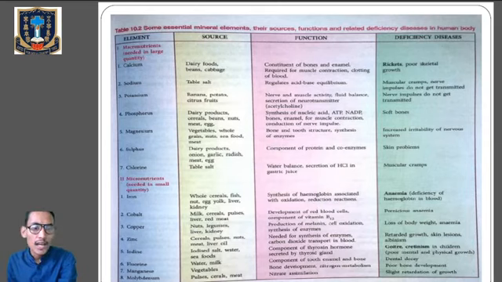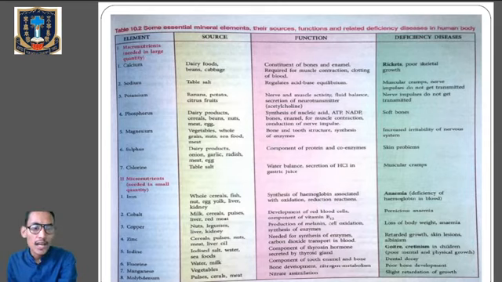So we have two categories of vitamins, fat soluble vitamins and water soluble vitamins. Fat soluble vitamins are A, D, E, and K, and the vitamin B complex containing B1, B2, and C are the water soluble vitamins. Fat soluble vitamins can be stored in the body for a longer period of time, but water soluble vitamins cannot be stored for a longer period of time.